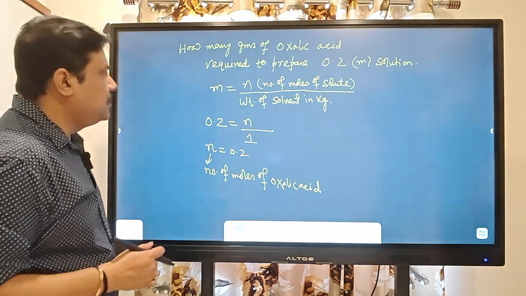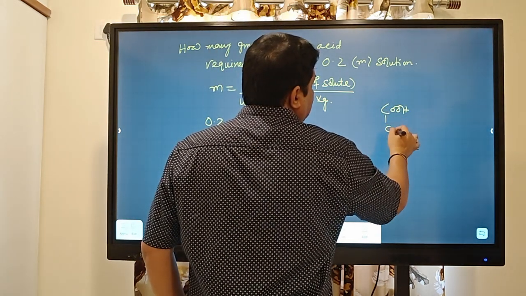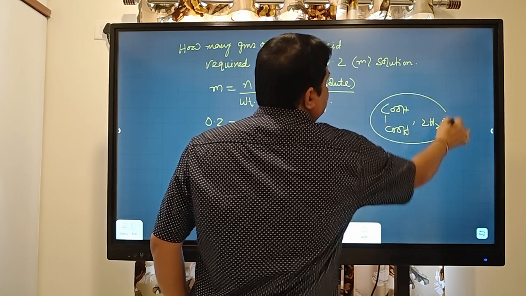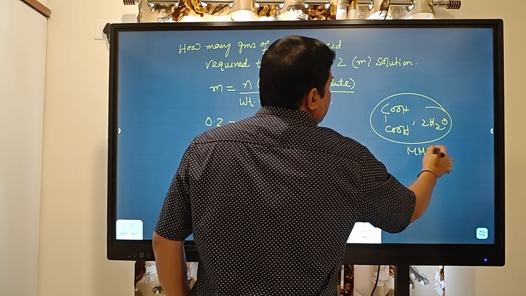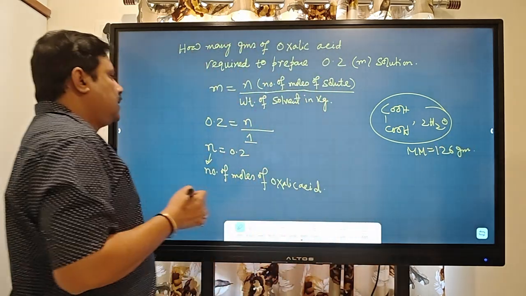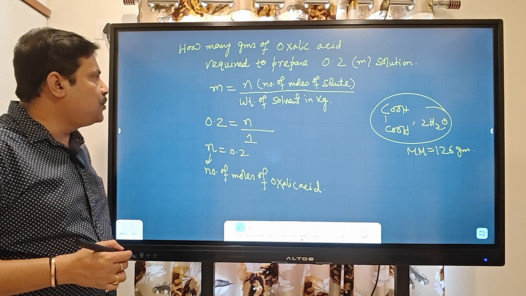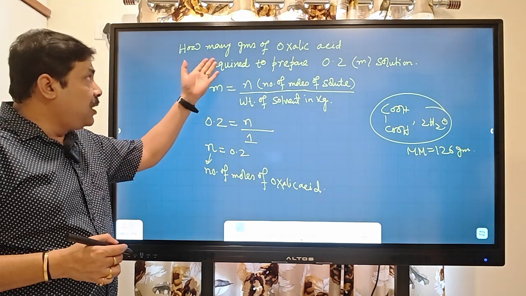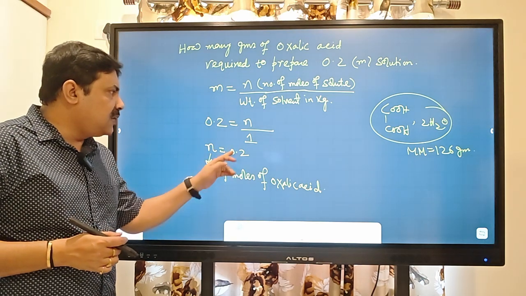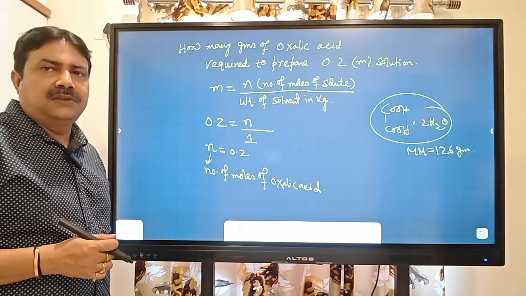Now, if you look at oxalic acid, generally this formula, we discussed in the last class, there will be 2 water molecules of crystallization. The molar mass of this one is 126 gram. You can check it out. Now, how many moles of oxalic acid are required? That is my question. How many grams? The number of moles of oxalic acid required is 0.2 to prepare a 0.2 molal solution.